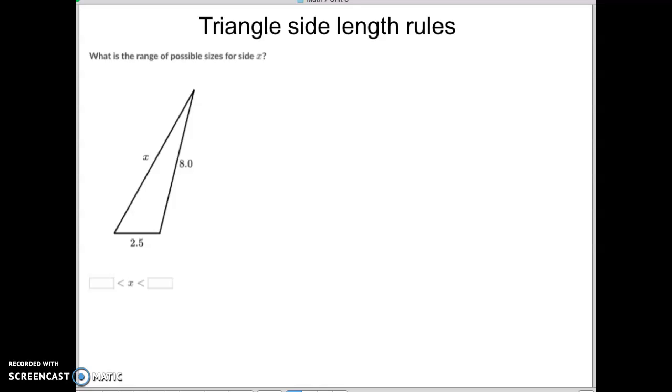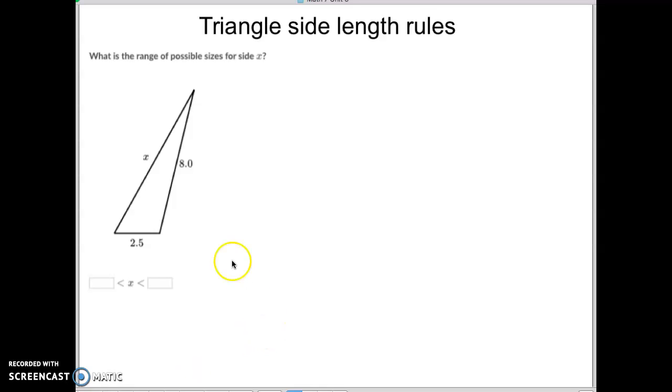All right, today you're doing triangle side length rules, okay? So here's the basic rule of a triangle. In order to be a triangle, first of all, you have three sides, correct? And if you take the two smallest sides and add them together, they have to be greater than the biggest side. Okay, if that makes sense. If you take the two smallest sides, that has to be greater than the biggest side.